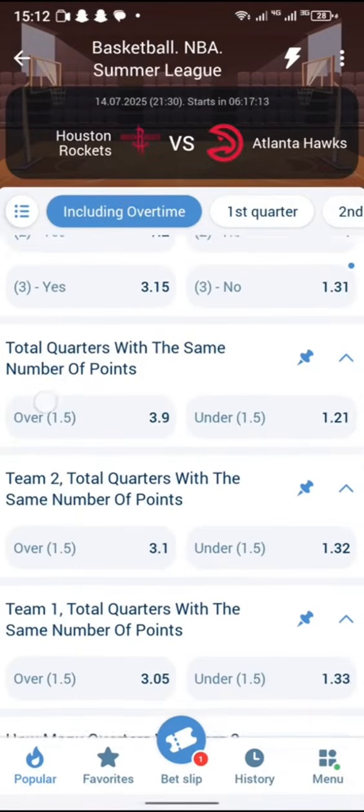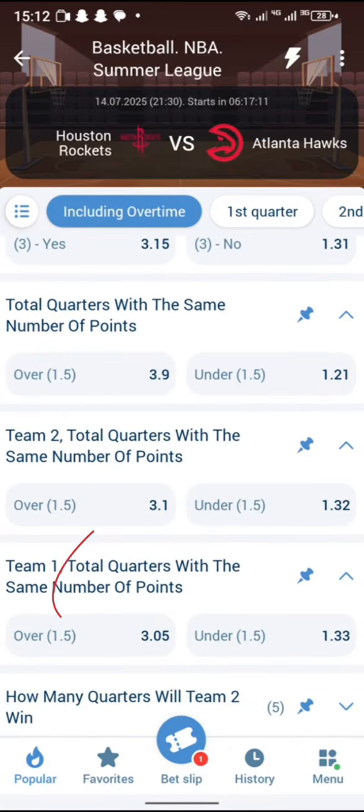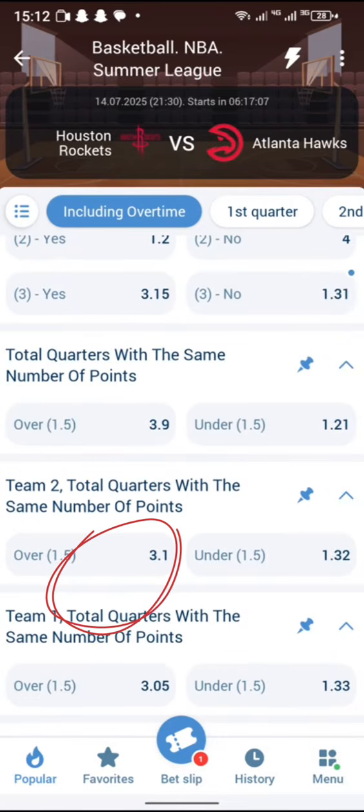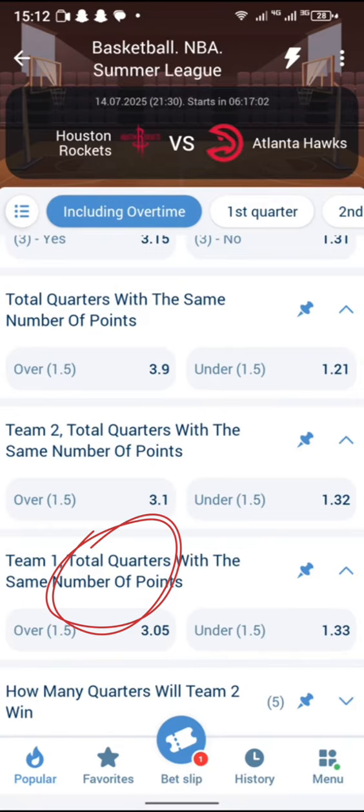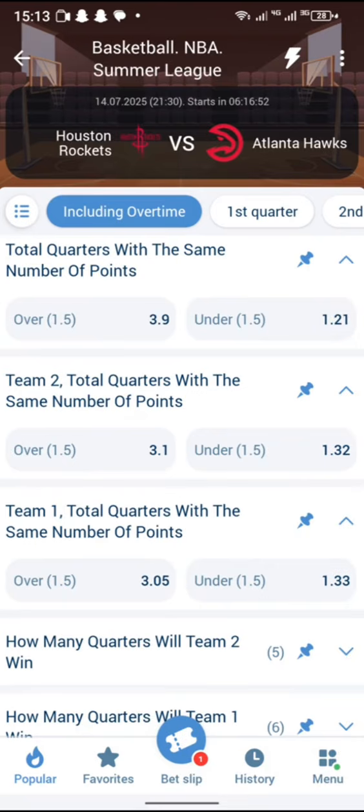So now we come to the individual ones. I actually love the individual ones because of the odds. Because of the odds, guys, I love it. Now the individual ones, the difference between this total quarter with same points, that's the overall, the one for the overall match, and the individual one is, now guys, let me use team one.